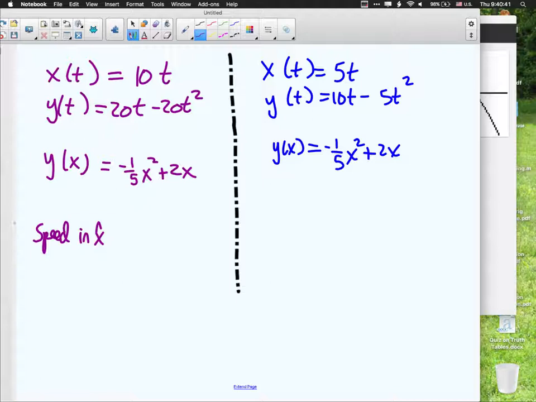X hat. Are any of us not familiar with x hat and y hat as directions? Yeah. Jacob in physics now.